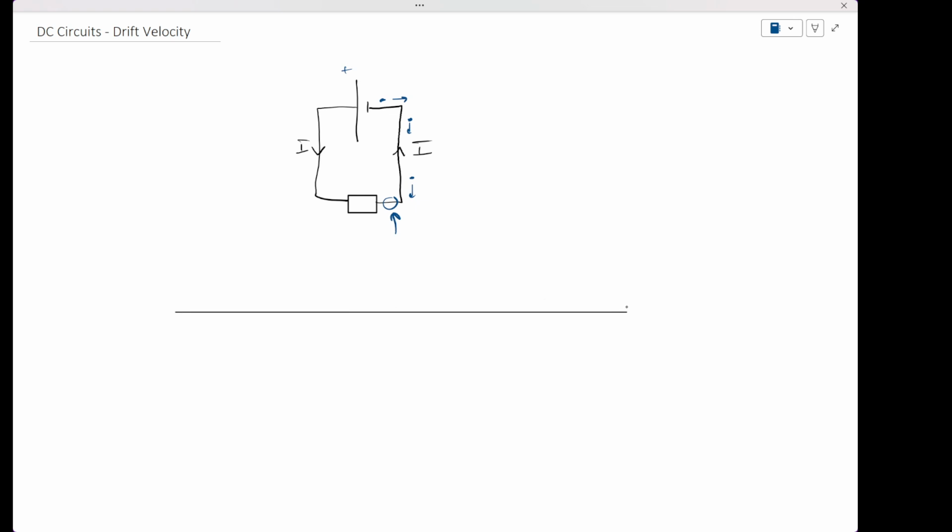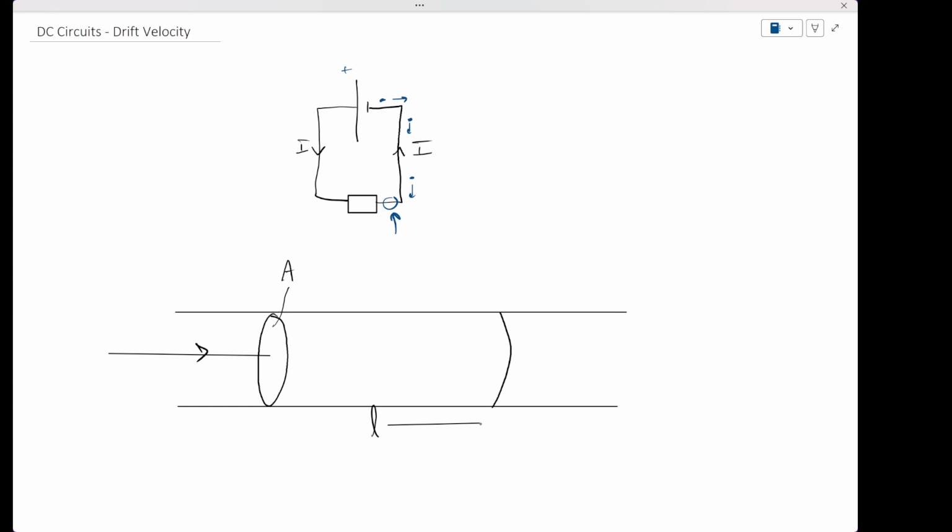I'll just draw a section of this wire here. We could think about the cross-sectional area that it has. I'll label that A, the cross-sectional area. We have a current in this case. At the point I've zoomed in on, the current is flowing to the right, and we will consider an enclosed section of length L that the current is flowing through.